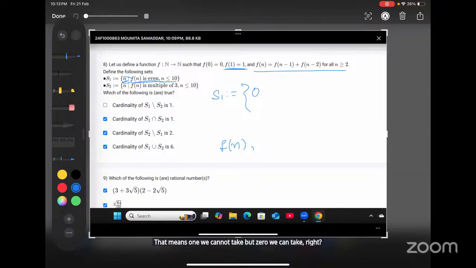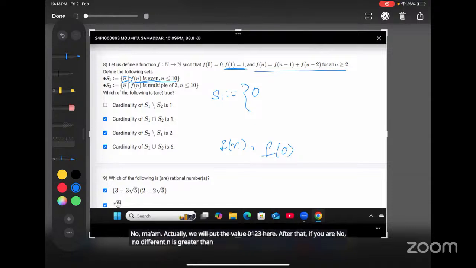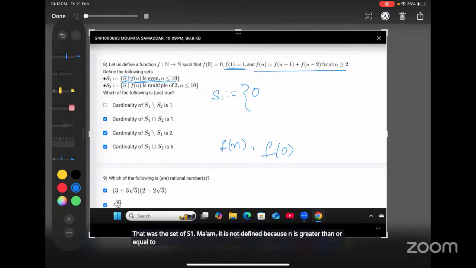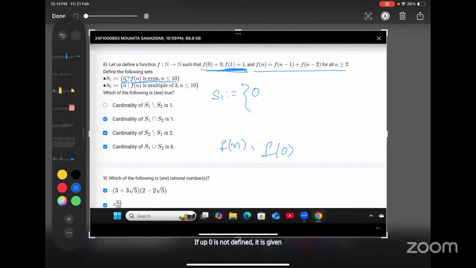We will put the values 0, 1, 2, 3 here. After putting them in, if you get Fn even, then the n for which Fn is even is the set S1. Is F of 0 defined or not? Ma'am, it is not defined because n is greater than or equal to 2 is given here.